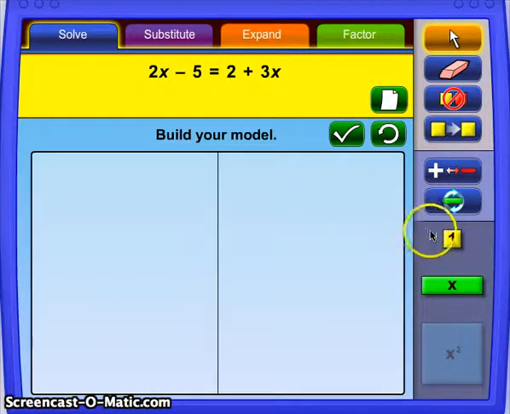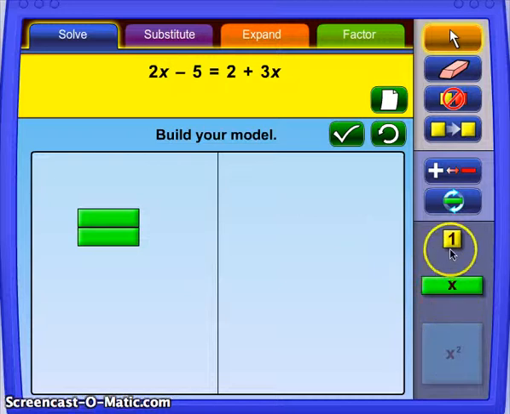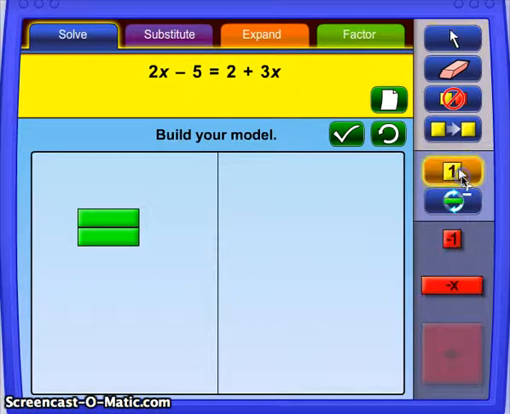So we're going to come over here and we see 1, x, and x squared. So we're going to start with building 2 x's. And then there's a minus 5. And we see here that everything is positive at the moment. What we can do to change the sign is to click on this button. So if you want to go from positive to negative or negative to positive, you can click on that. And everything will turn to the opposite sign.